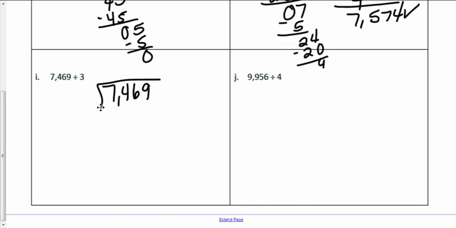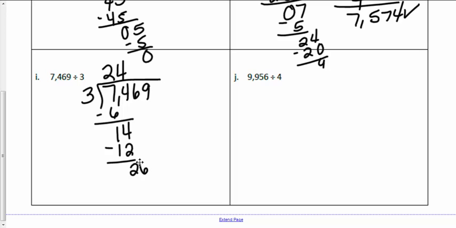7,469 divided by 3. So 7 thousands divided by 3 would be 2, because 2 times 3 is 6. 7 minus 6 is 1. I'm going to add that to my 400. I've got 14 hundredths. 14 hundredths divided by 3 is going to be 4. 4 times 3 is 12. I subtract, that leaves 2. Add that to the 6 tens.